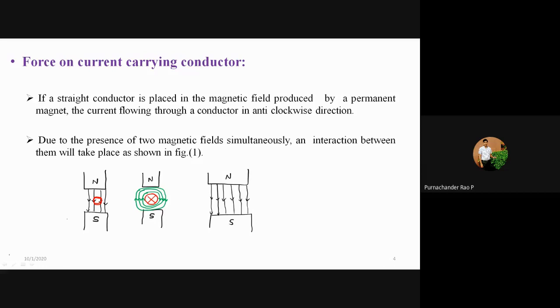And now I will take the conductor in the magnetic field. The main principle of operation is if a straight conductor is placed in a magnetic field which is produced by a permanent magnet. So here we are assuming that this is a permanent magnet, and I'm placing a conductor here, and this conductor is carrying the current. Because of the current flowing through the conductor, some flux will be developed, and this flux is like this.